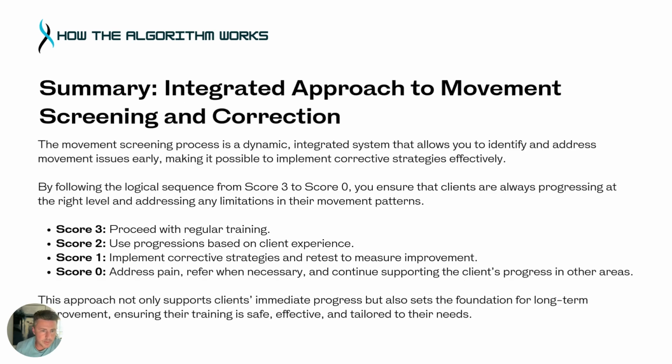So, just a summary of it: score of 3, go hard, train them hard, using the exercise that's appropriate for them. If the score of 2, use progressions based on client experience. If they're a beginner, start lower. If they're higher and they're more advanced, start with where they are. And then implement corrective strategies and retest to measure improvement in number 1s. And score of 0, address pain, refer out when necessary, and continue supporting that client in other areas to make sure they get the result that they came to you for.